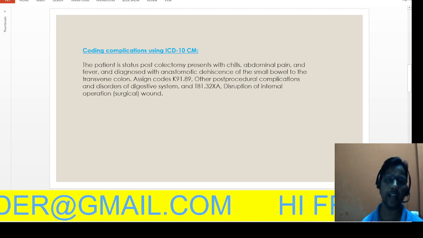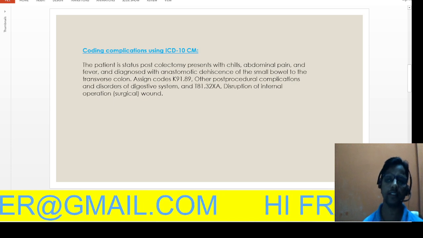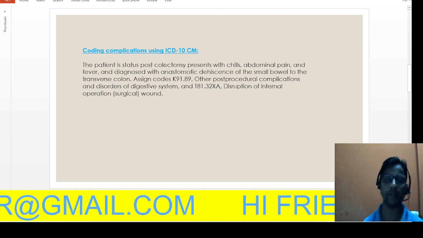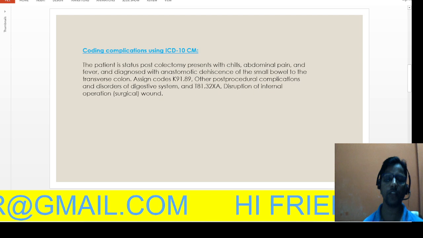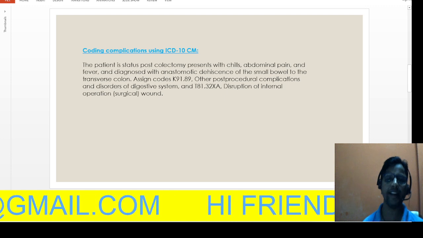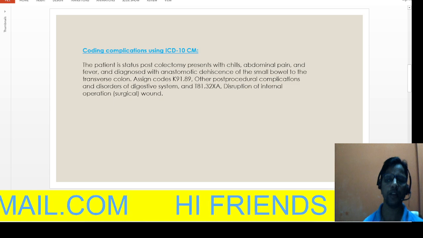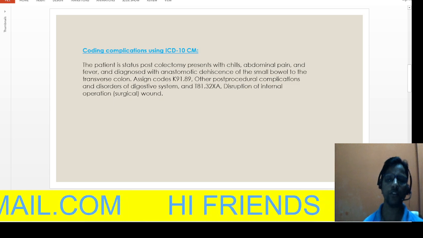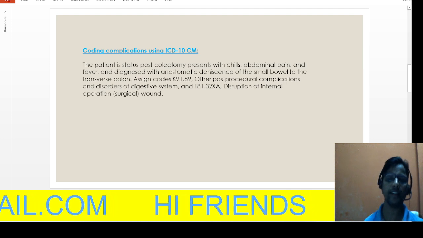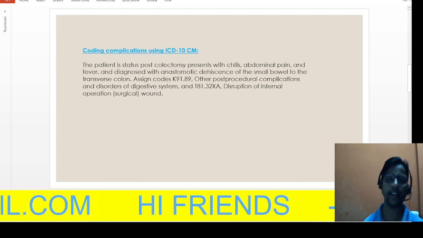Most of the time, these complications occur due to surgeries. In this scenario, the patient had a previous colectomy. Whenever the physician performs a colectomy, he needs to perform an anastomosis of the two ends of the colon. Here, the physician performed an anastomosis of the small bowel to the transverse colon. At the location of the anastomosis, the patient is having dehiscence.